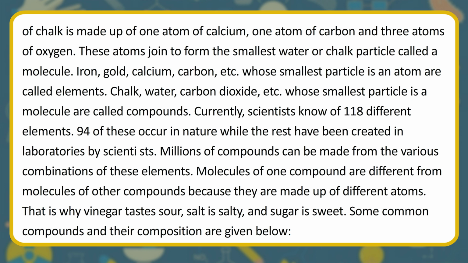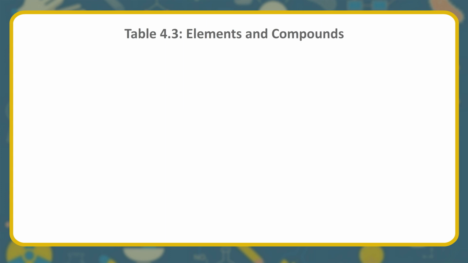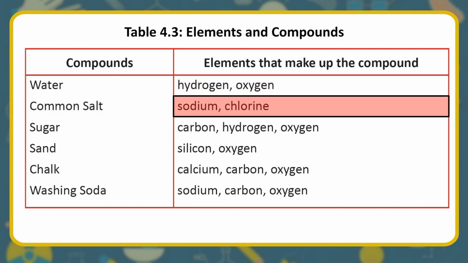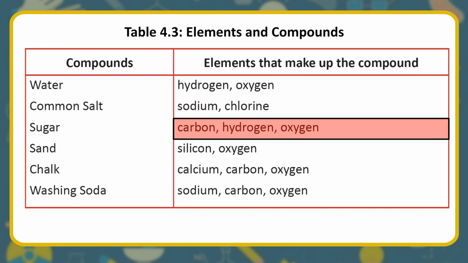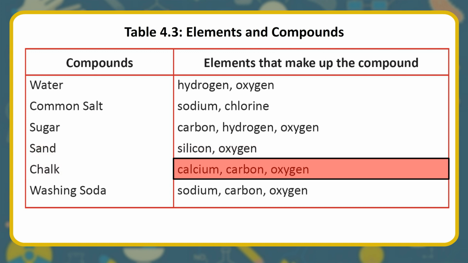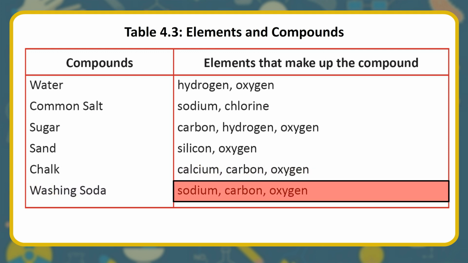Some common compounds and their composition are given below. Table 4.3: Elements and Compounds. Compounds, and the elements that make up the compound. Water: hydrogen, oxygen. Common salt: sodium, chlorine. Sugar: carbon, hydrogen, oxygen. Sand: silicon, oxygen. Chalk: calcium, carbon, oxygen. Washing soda: sodium, carbon, oxygen.